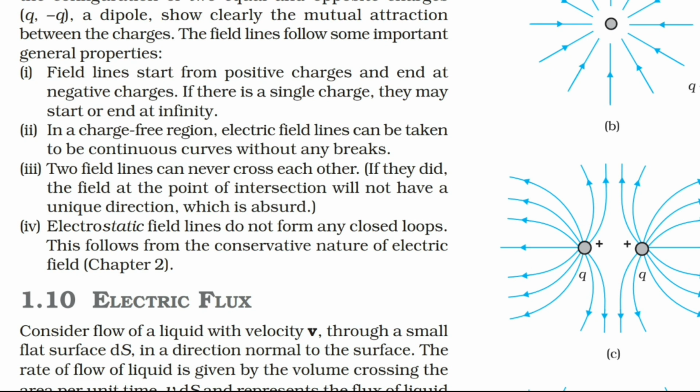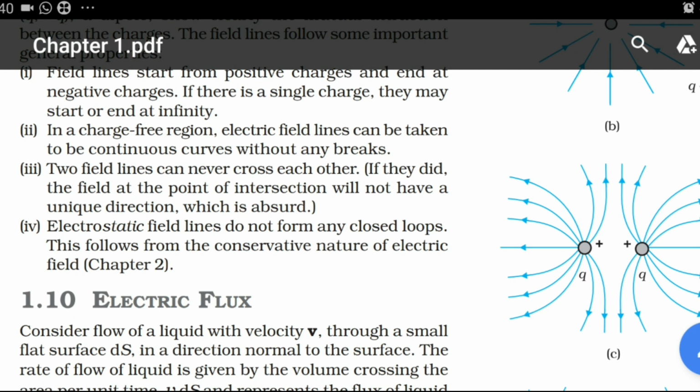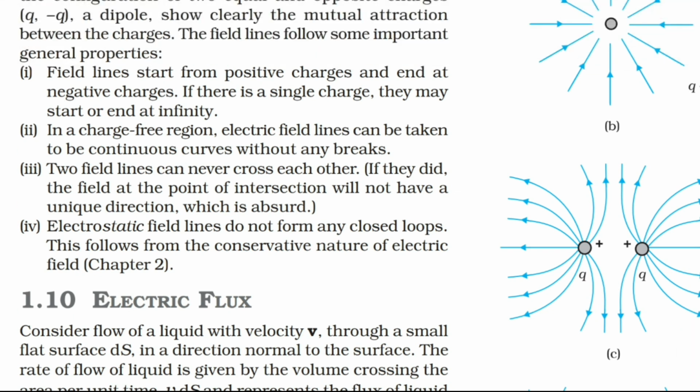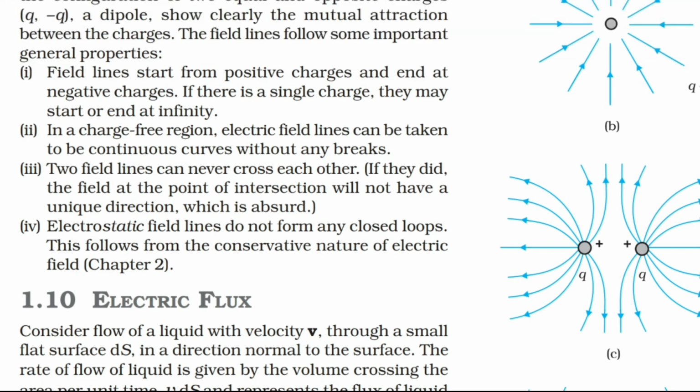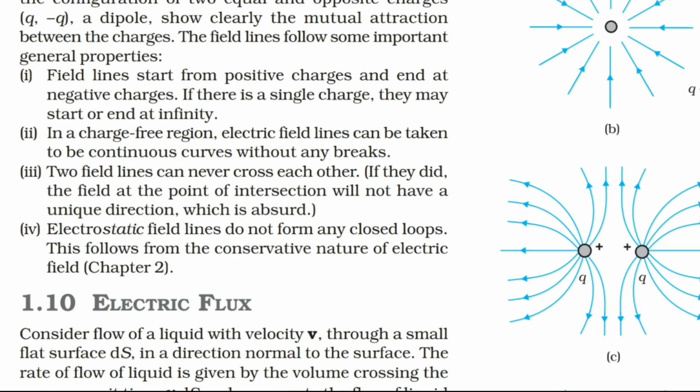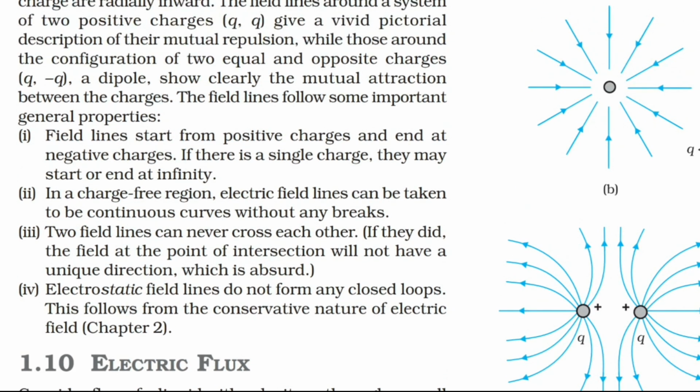Then the fourth point: electric field lines do not form any closed loop. That point also is very important. We said they start from positive charge and end at negative charge. Never will they start from negative charge and end at positive charge. So they are not forming any closed loop. So these 4 points are the additional points. The other points we already mentioned.